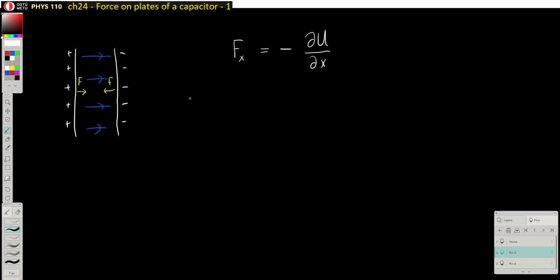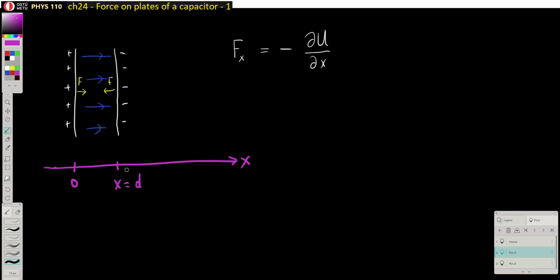To be able to use this method, I need to somehow introduce an x coordinate. So I need to have a reference frame. I'm going to choose it like that. I think I'm going to use this pink color for that purpose. I'm going to choose my x-axis to be perpendicular to the planes, along that direction. I'm going to choose the origin at the place where the positive plate is, and the position of the negative plate is basically equal to the separation in that case.